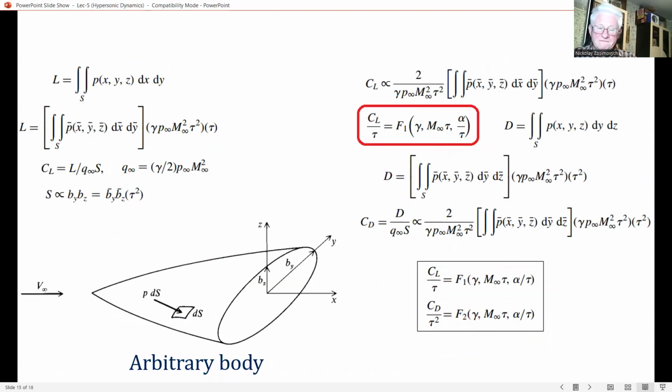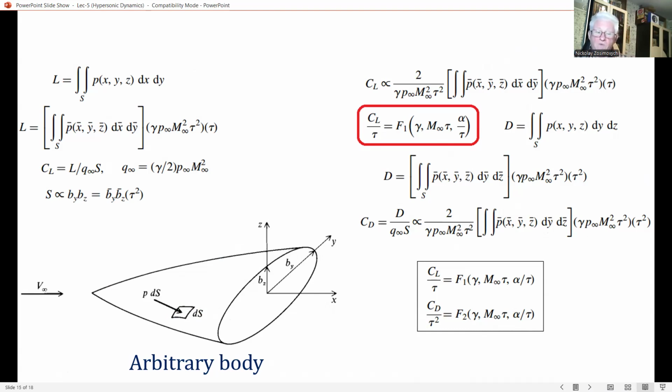Let us repeat the preceding arguments, except now for a three-dimensional body. The considerations are only slightly more involved, as follows. Consider an arbitrary body shown in XYZ coordinates. In an inviscid flow, the net aerodynamic force is caused by the integration of the surface pressure distribution over the body. So, consider an elemental force p dS caused by the pressure acting on the element surface area dS, as shown here.